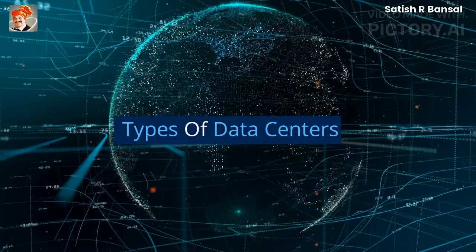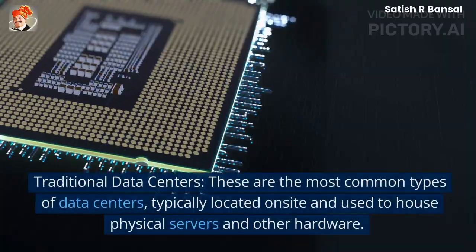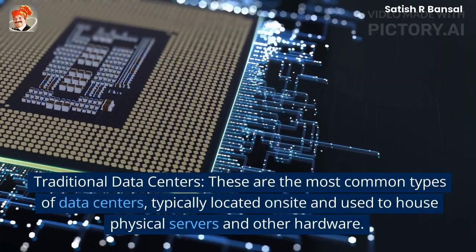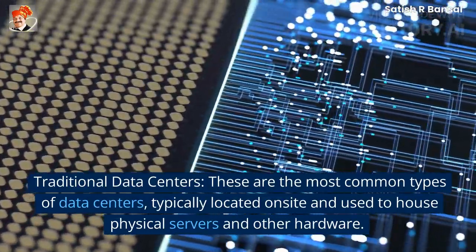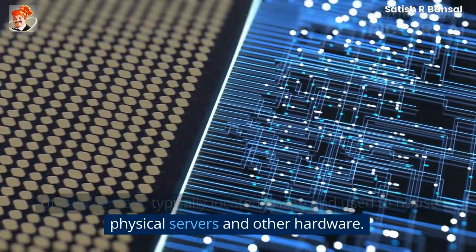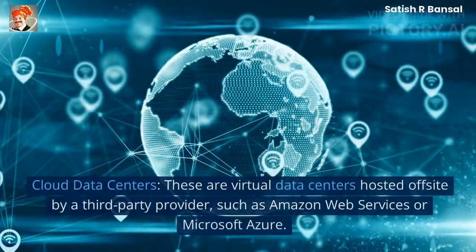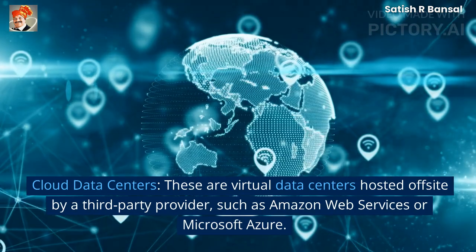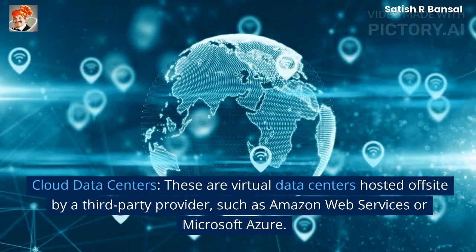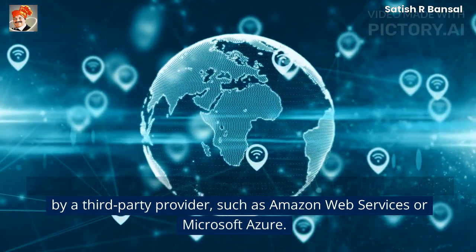Types of data centers. Traditional data centers, these are the most common types of data centers, typically located on site and used to house physical servers and other hardware. Cloud data centers, these are virtual data centers hosted off-site by a third-party provider, such as Amazon Web Services or Microsoft Azure.